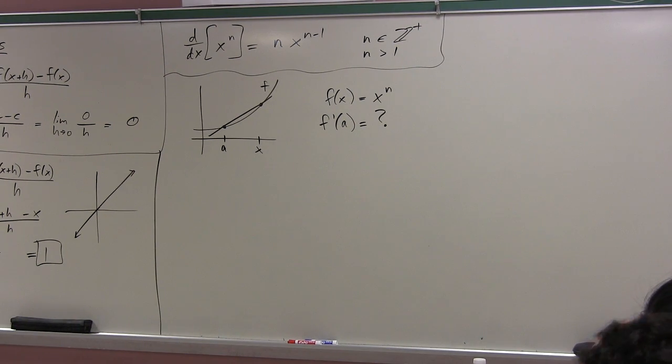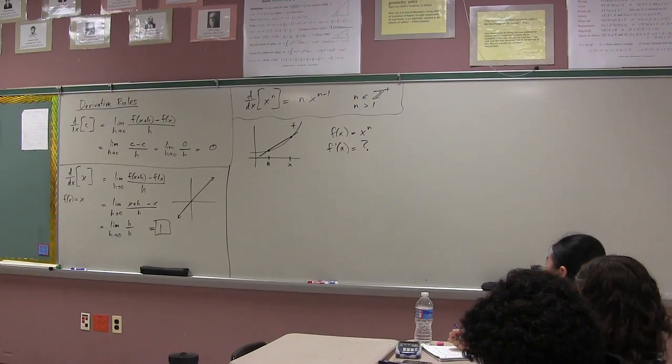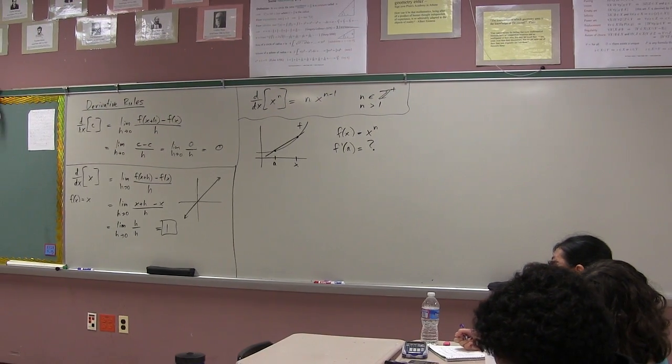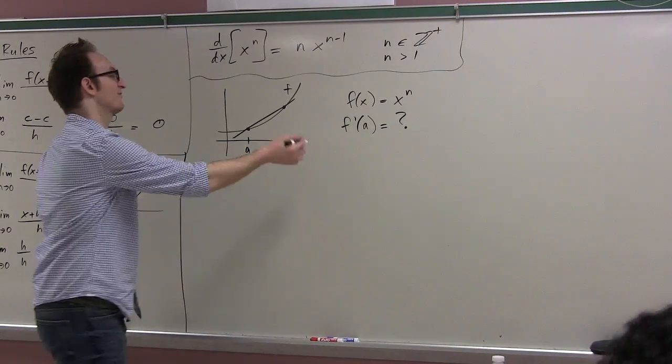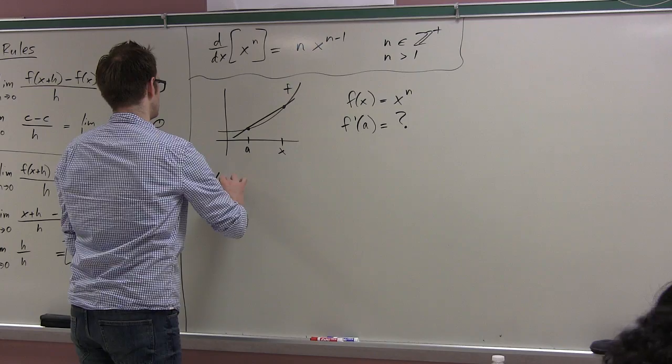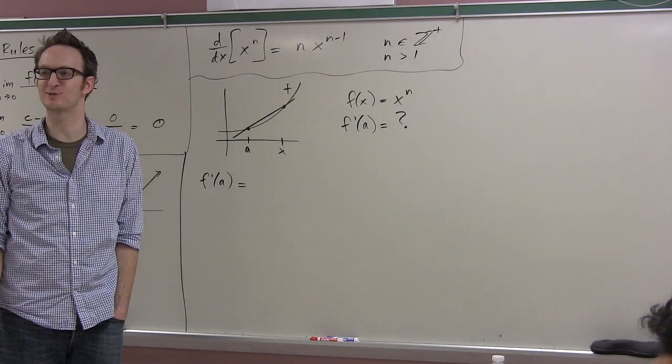And if I can compute the derivative at a in general, then I'll have a rule for this function. Okay, well this leads to a very different kind of limit. So what is f prime of a by definition? Anyone? You're not writing anything down, so you should talk.